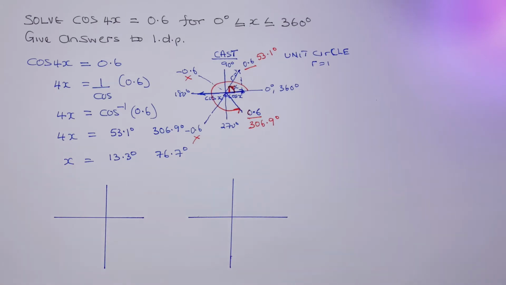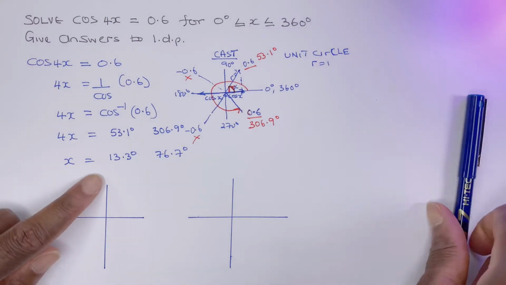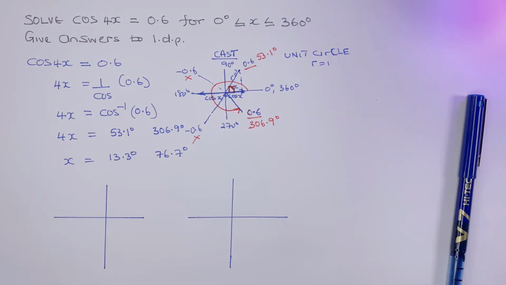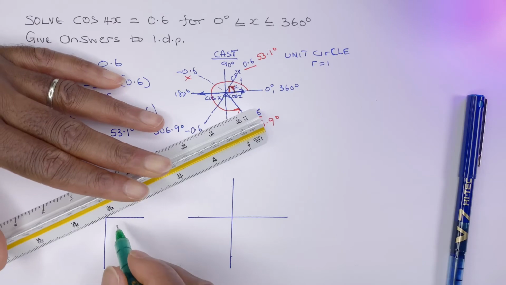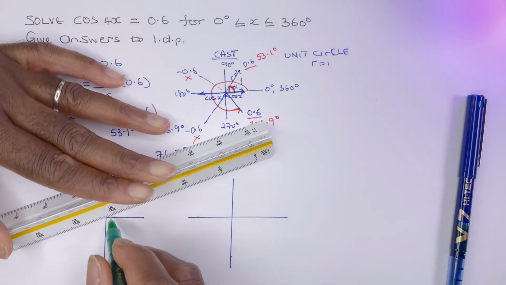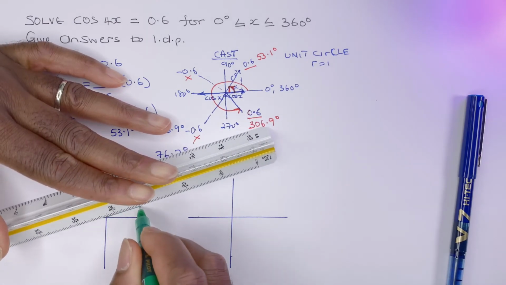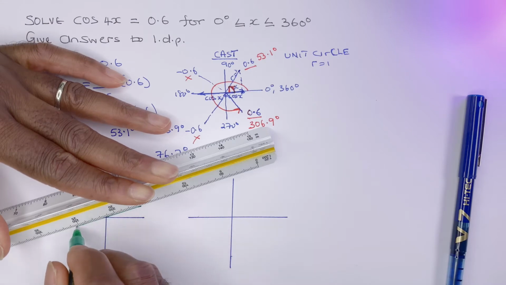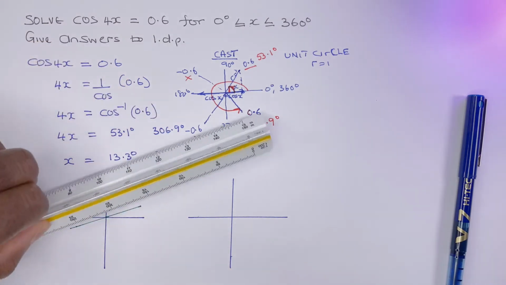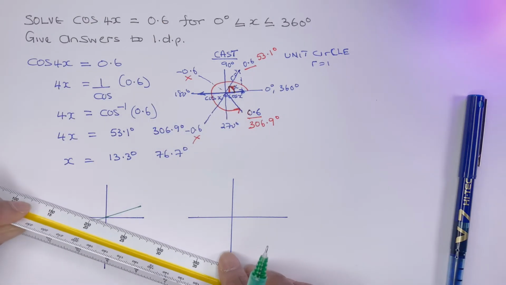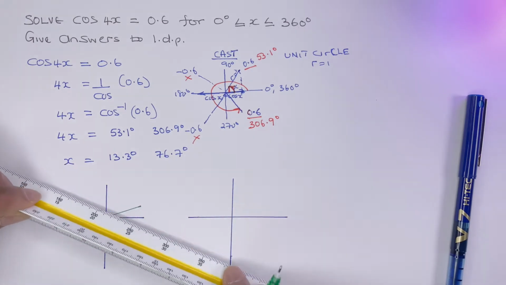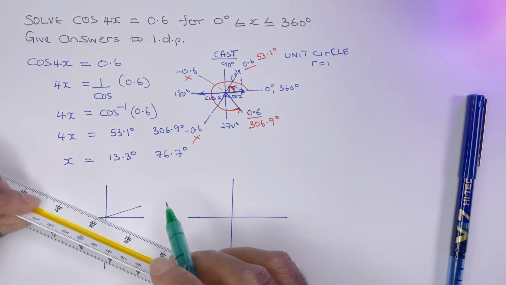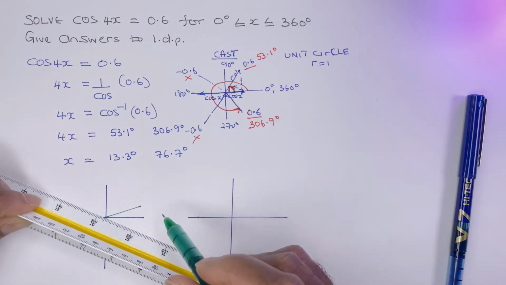Right, so we need these two CAST diagrams, one for the 13.3 degrees. So when we roughly get the 13.3, let's say this is the 13.3, so it's just an estimate. That's just an estimate, 13.3. And the other 13.3 in this direction. So again, that's an estimate. Because if you reflect that to there, you get 13.3.